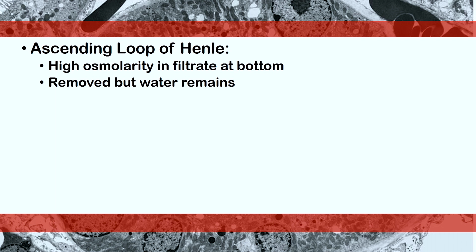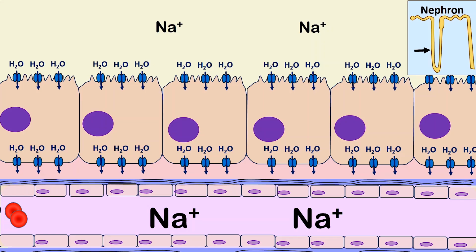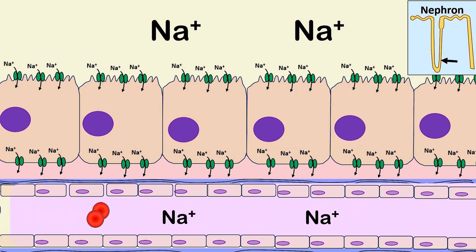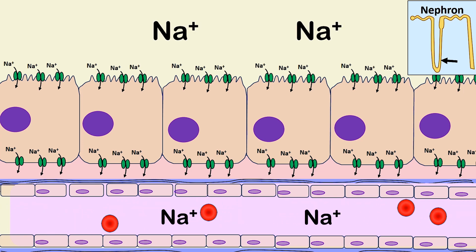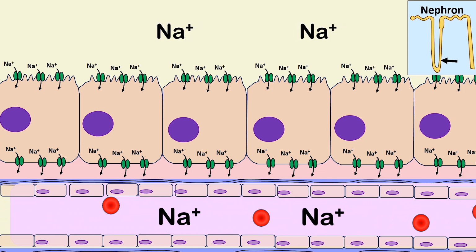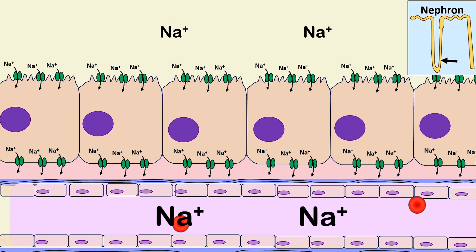Now recall that the movement of water in the descending loop of Henle is due to the presence of aquaporins and is simply being driven by osmotic effects. Recall that in the thin portion of the ascending loop of Henle, it's being driven by facilitated diffusion, simply a difference in salt concentration from the filtrate to the interstitial fluid and the blood.